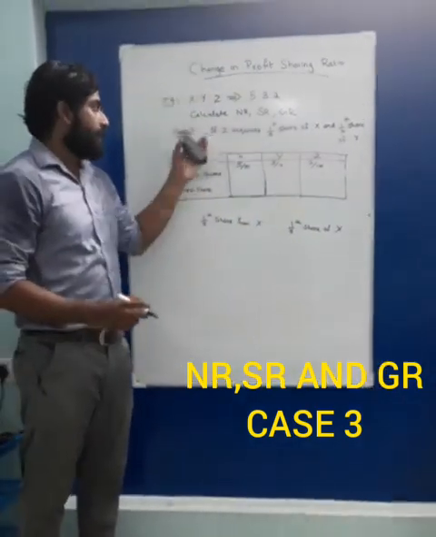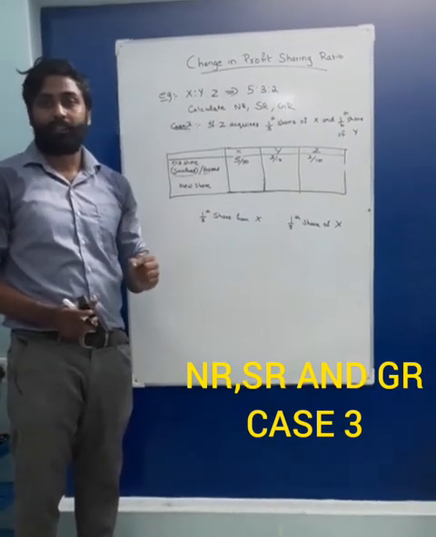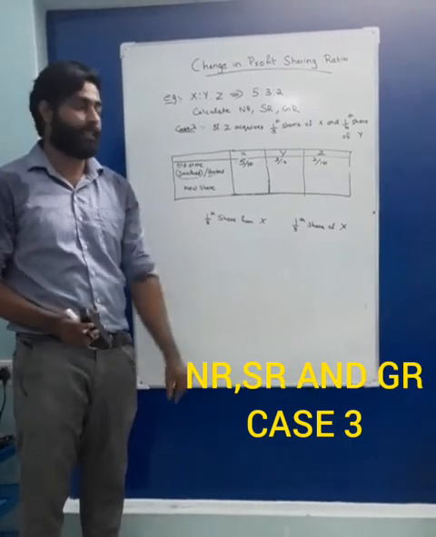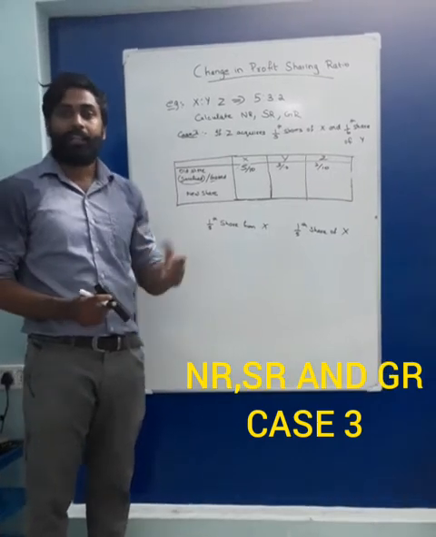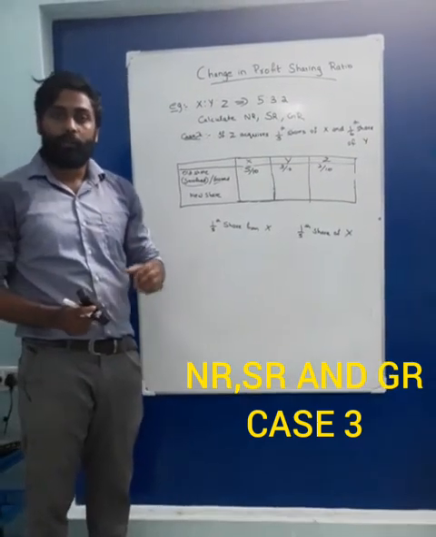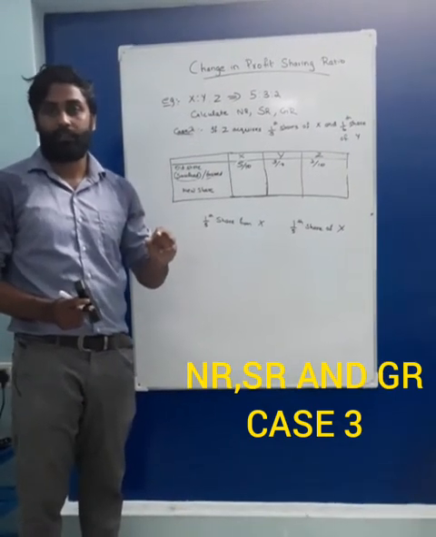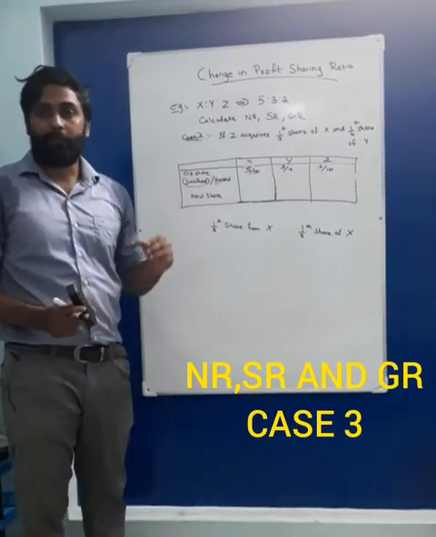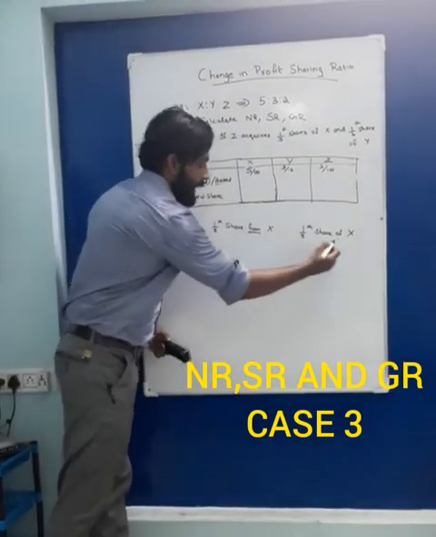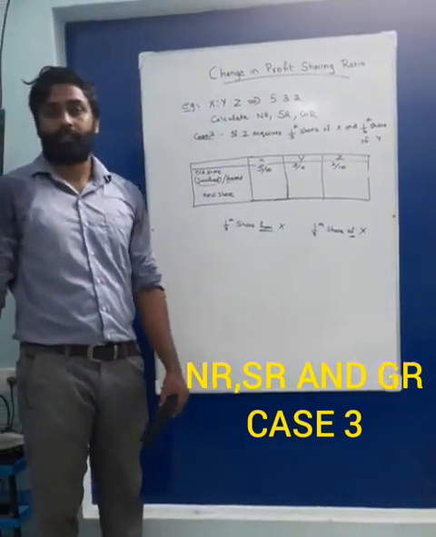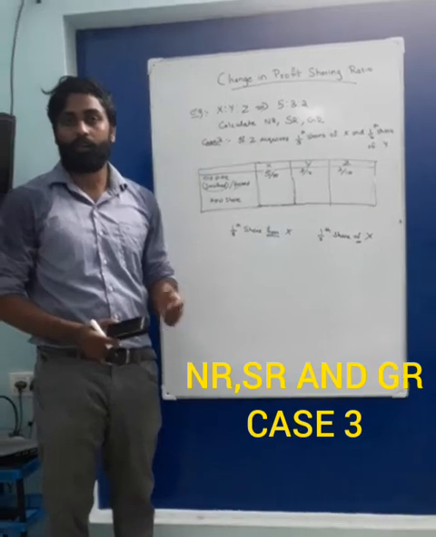What happens if Z acquires 1 by 5th share of X? I repeat, 1 by 5th share of X and 1 by 6th share of Y. In earlier two cases, we studied what happens if he acquires 1 by 5th share from X. Now, in this case, it is described 1 by 5th share of X. The terms "from" and "of" have different meanings. So, you have to be very careful whether the question is given "from" or "of".